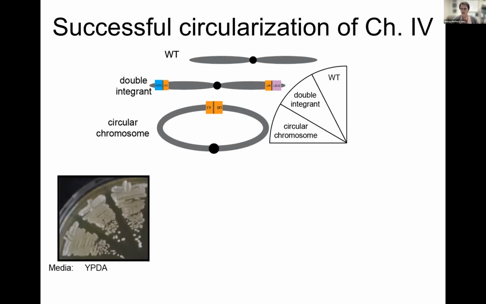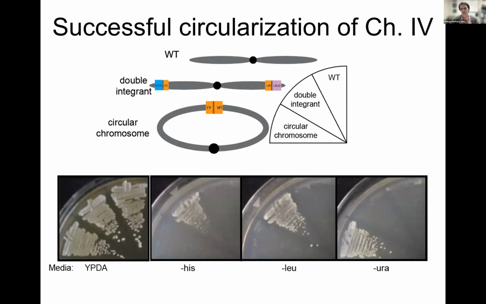So on rich media, which you're looking at now, all of these strains are able to grow. However, on our various selective media, we see that on media lacking histidine or leucine, only the double integrants with the cassettes inserted are able to grow. And on the right, on media lacking uracil, only the circularized chromosome that has recombined the URA3 gene is now able to grow.